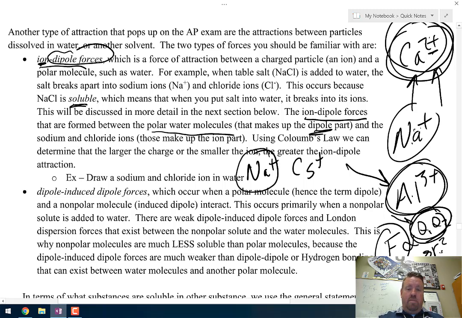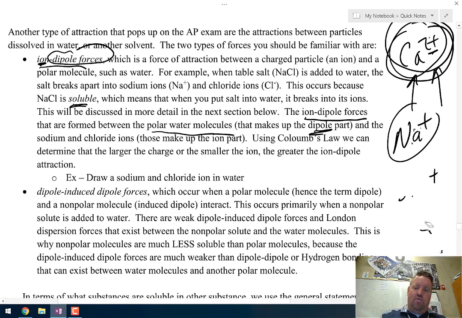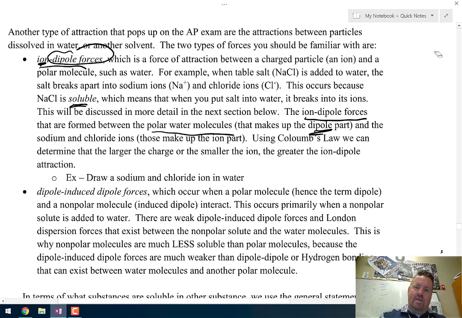So a sodium ion would be more attracted to a water molecule than a cesium atom would. Okay, now what does that look like? When you draw that, what does that look like? So if you have a sodium ion, you've got Na+, and you've got a chloride ion as well, Cl-. Okay, when that gets attracted to water, think about water.